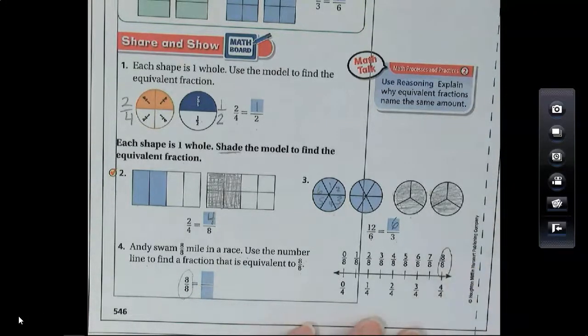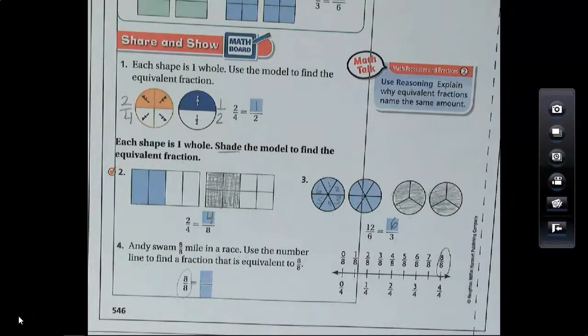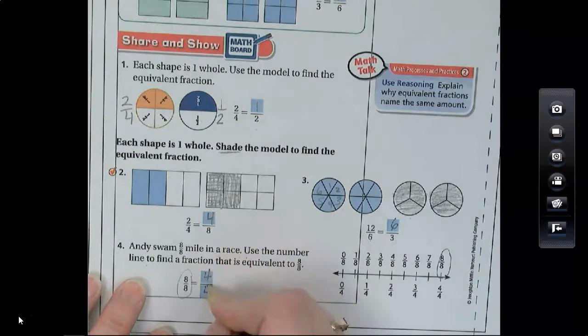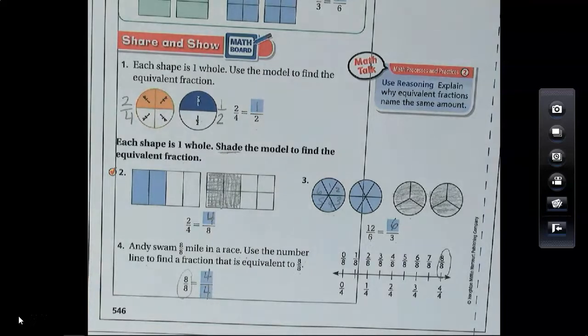Here's 8/8. If it's equivalent to it on the number line, it has to be in the exact same spot. So here's my 8/8. Down below my 8/8 is 4/4. So that tells me that 8/8 is equal to 4/4. And we have talked about this before. Students, we've talked about how any number over itself like that is going to equal 1. So 8 over 8 would equal 1.